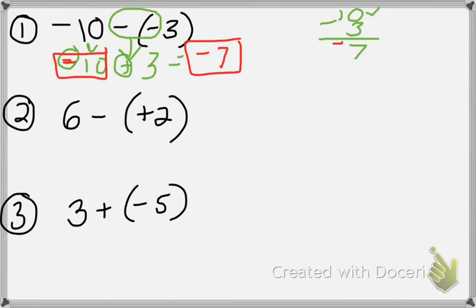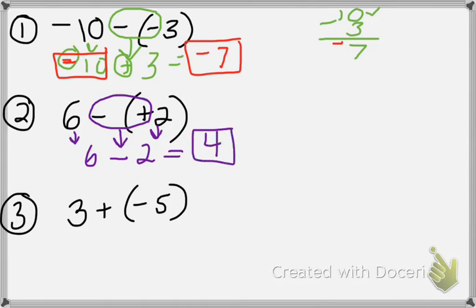Let's look at number 2. 6 minus positive 2. Again, the signs go into battle. A negative and a positive turn into a negative. Bring everything down. 6 minus 2. Okay, we can do that. 6 minus 2 is 4. Positive 4.